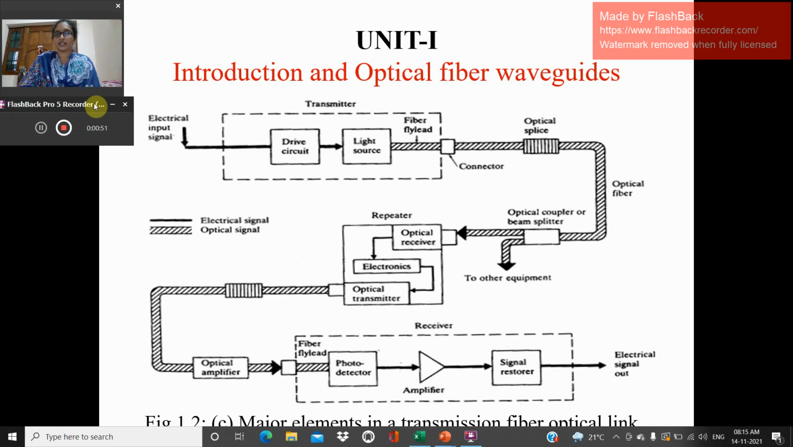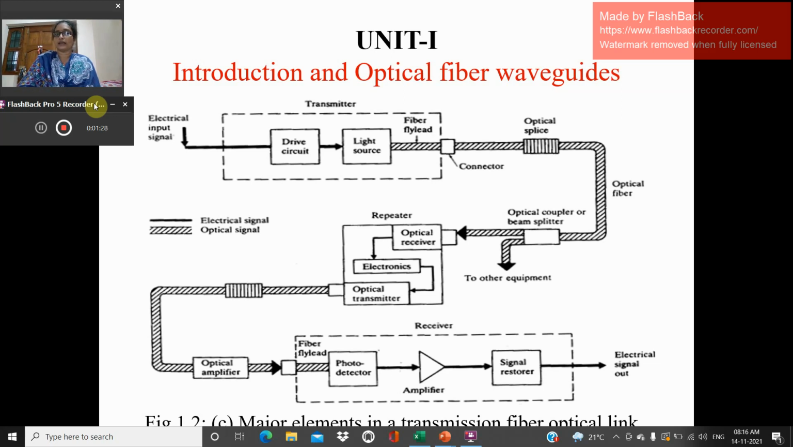We first give the electrical input signal and we obtain the electrical output signal. So what is the transmitter section? What are the main blocks involved in the transmitter section? The drive circuit and the light source. The electrical input signal is given as input, and in the transmitter section this electrical signal is converted into a light signal.